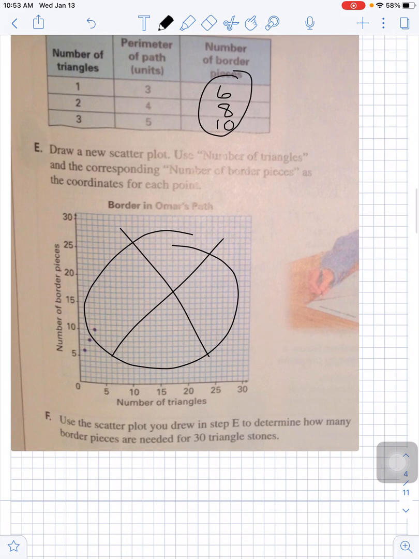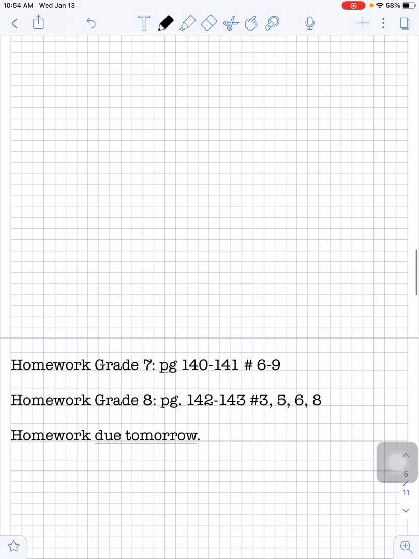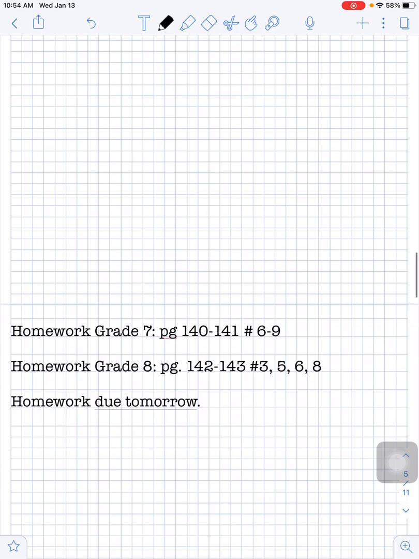And then the last step, use the scatter plot you drew in step E to determine how many border pieces are needed for 30 triangle stones. Okay, so I've done most of the steps for you, and then you just have to finish off those last couple there.